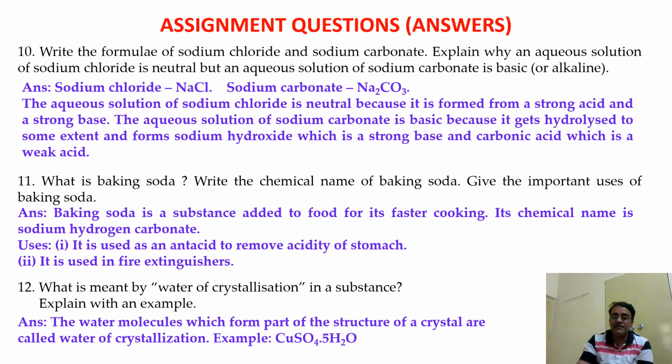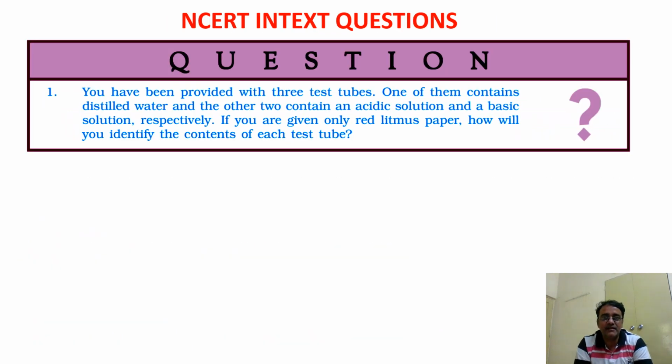So now today we are going to discuss all the NCERT in-text questions. This is the first NCERT in-text question, page number 80. You have been provided with 3 test tubes. One of them contains distilled water and the other 2 contain an acidic solution and a basic solution respectively.